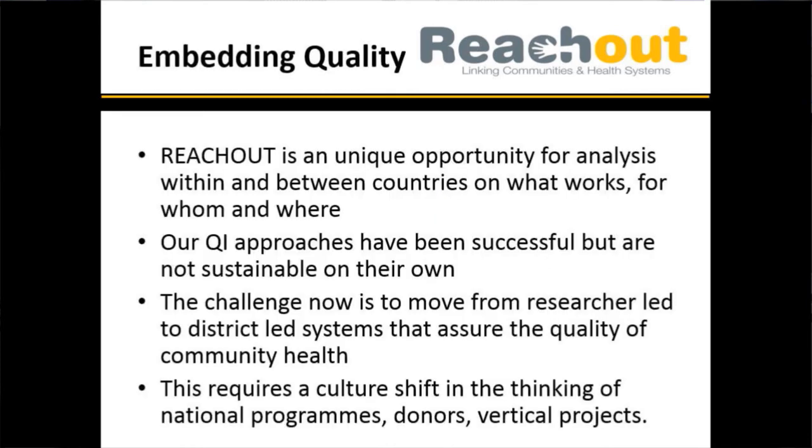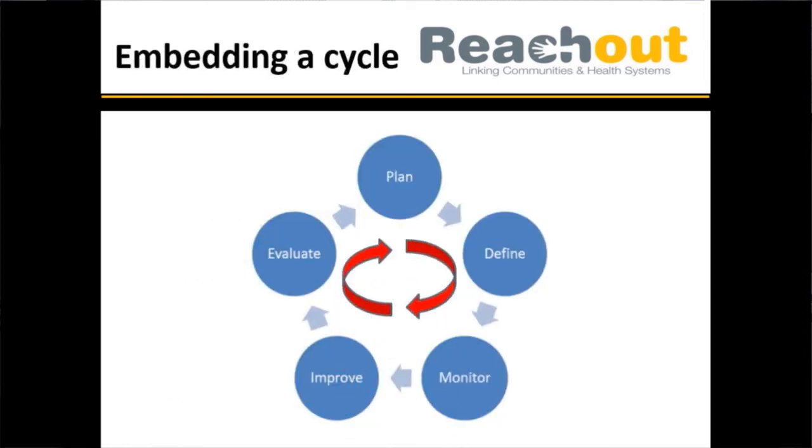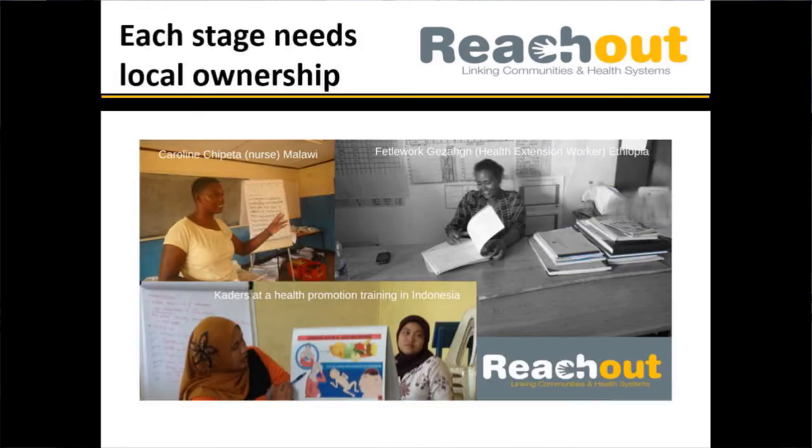And like I've said, it's a great opportunity for analysis within and between, but are those approaches, those improvements, sustainable on their own? And the challenge now is moving from a research-led to a district-led system to assure quality in community health. And that requires quite a culture shift in thinking in both our national programs and in vertical programs, but also in donors and donor thinking. And that's why this particular session is such a good opportunity for us to think more broadly about those shifts and how we embed the whole cycle of quality improvement and what that means, and a little more on what local ownership means against each stage of that cycle.